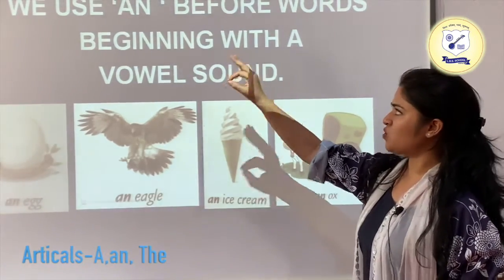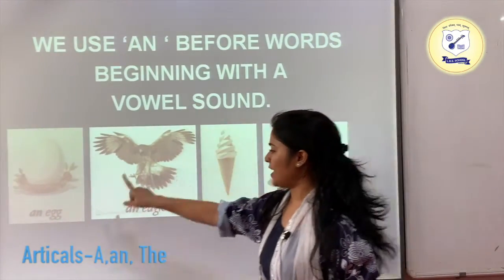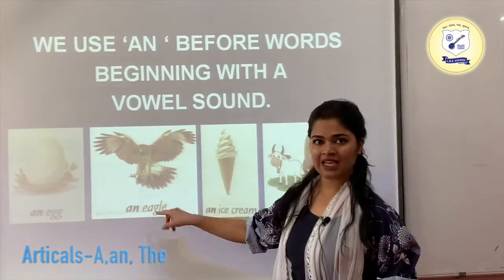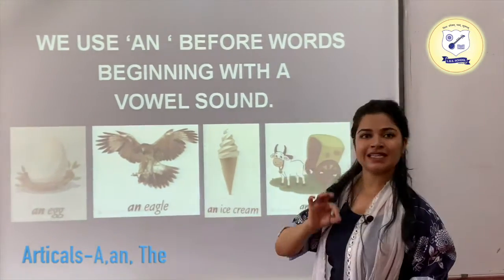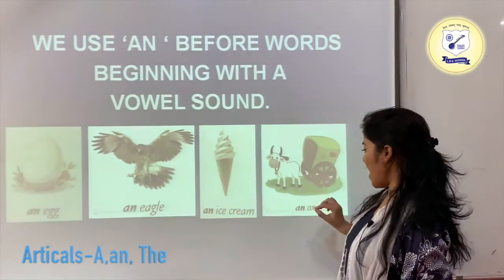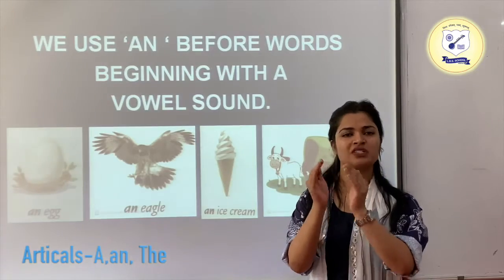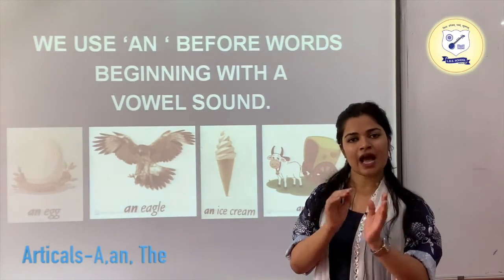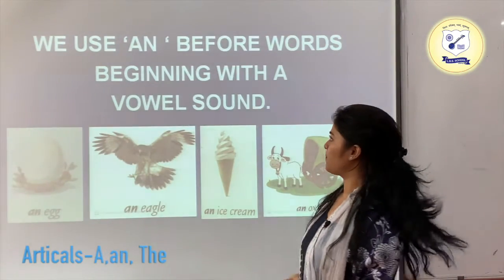Now we use an before words which are beginning with a vowel sound. Okay, like we have egg. Egg is beginning with an E sound, so this should be an egg. We have eagle, which is again beginning with an E sound, so this would be an eagle. Similarly, ice cream, that is again beginning with a vowel sound, so this should be an ice cream. And an ox. Ox is again beginning with a vowel sound. So before words which are beginning with consonant sounds we use a, and if any word is beginning with a vowel sound, then we will put an before that word.